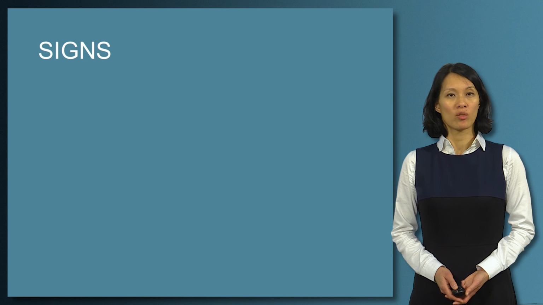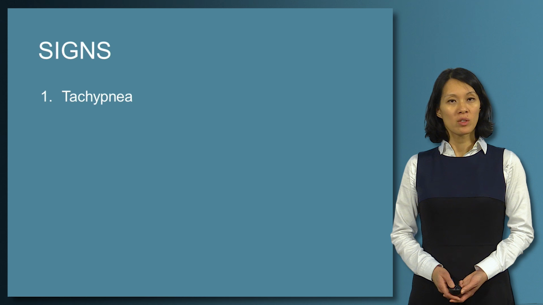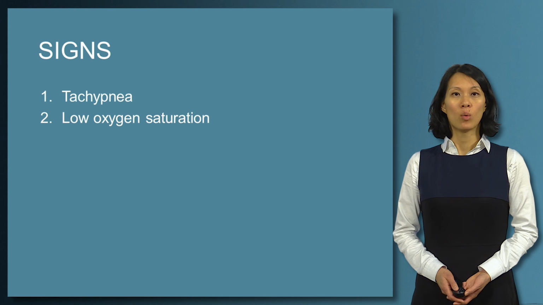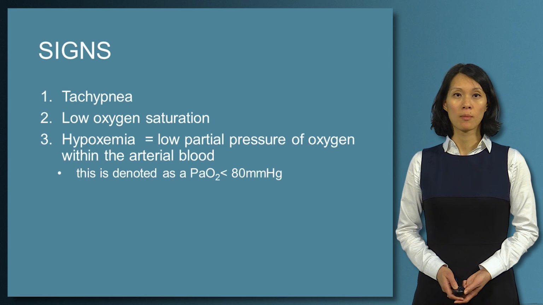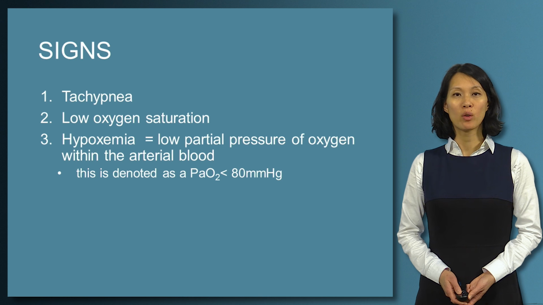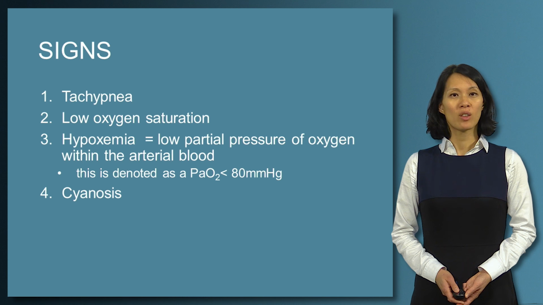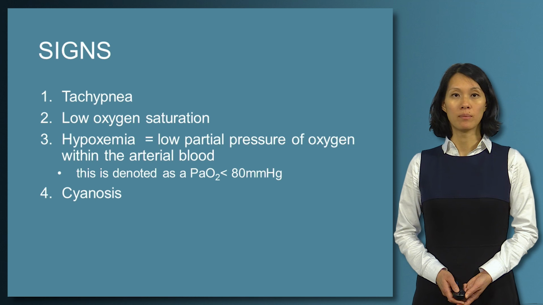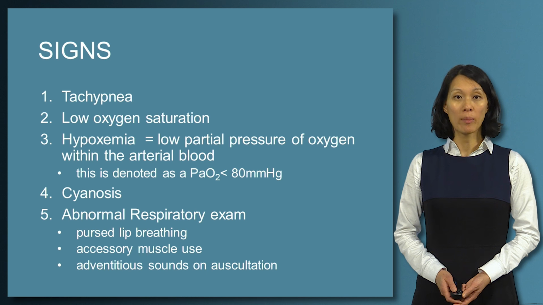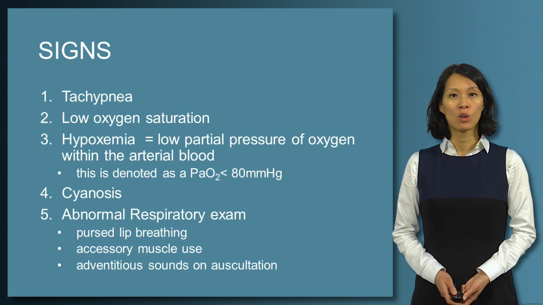Once you've done a good history, you're going to then look for specific signs on physical exam. The first and foremost, are they tachypneic? What is their oxygen saturation? Is it low? Do they have evidence of hypoxemia? This is basically a low partial pressure of oxygen within the arterial blood, and this is denoted as a PaO2 of less than 80 millimeters of mercury. Do they have evidence of cyanosis on physical exam? And are there any other abnormalities as part of the respiratory exam, such as pursed lip breathing, accessory muscle use, or adventitious sounds on auscultation of the chest?